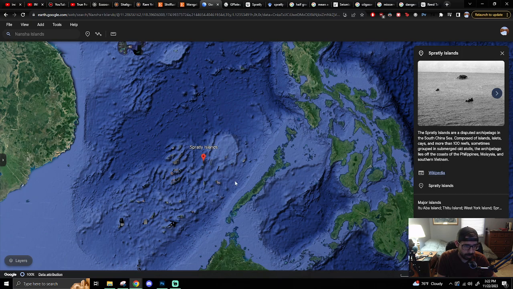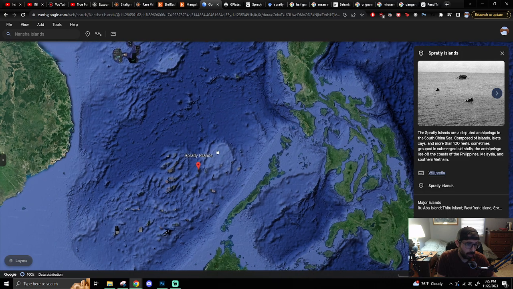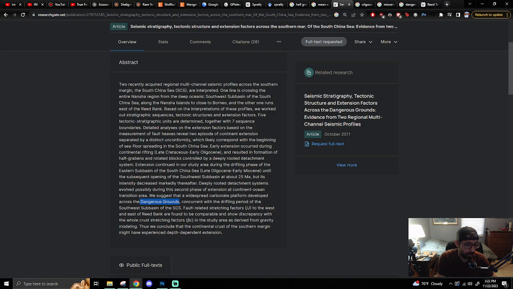Almost like a pillar that the whole thing had weight on to compress this region more to a point where it basically went around it like a nucleus. Let's see if that makes any sense in this context. Fault-related stretching factors to the west and east are found to be comparable, which kind of makes sense if it's going around a mass, that it would be comparable in terms of going around it, on each side. They show discrepancy with the whole crust stretching factors in the study areas derived from gravity modeling. Thus, we conclude that the continental crust of the southern margin might have experienced depth-dependent extension, like undercurrents were present, that I guess were at different depths.